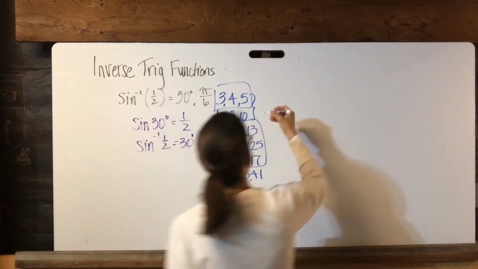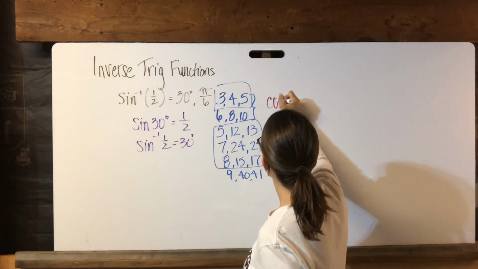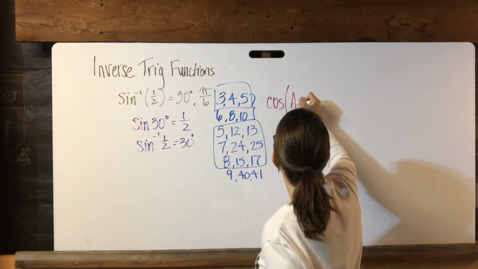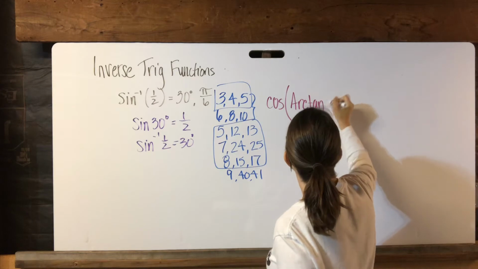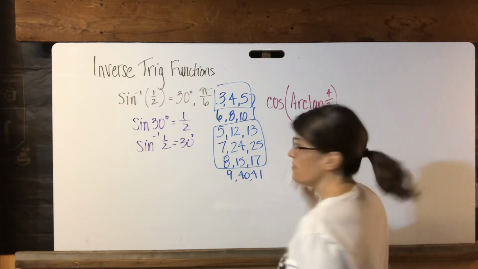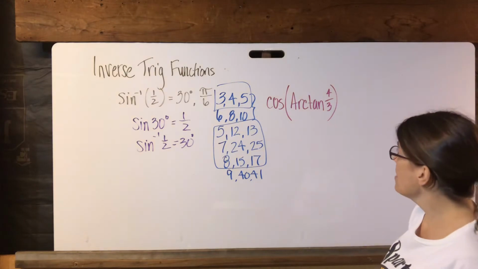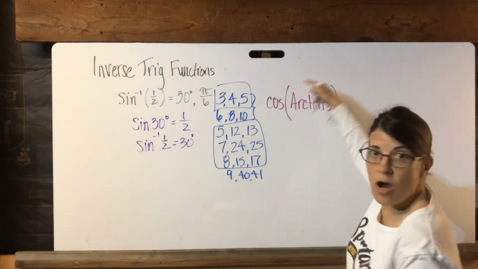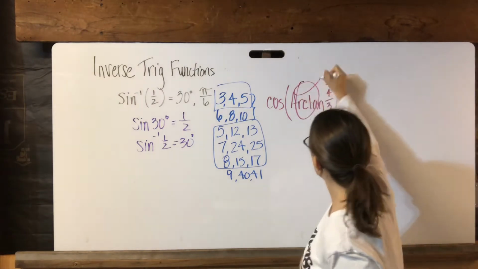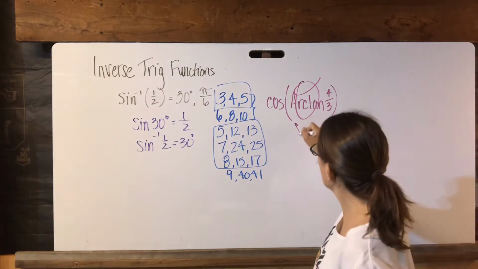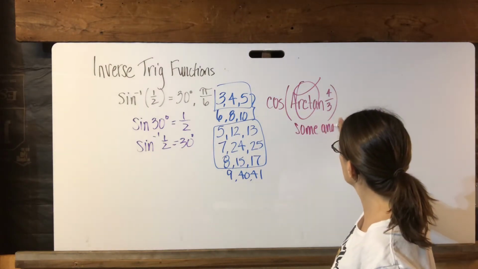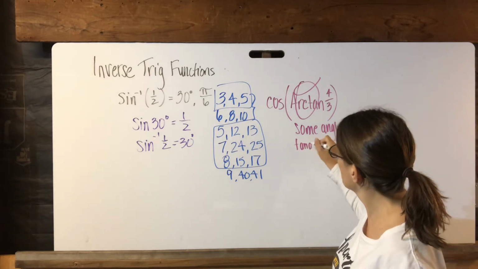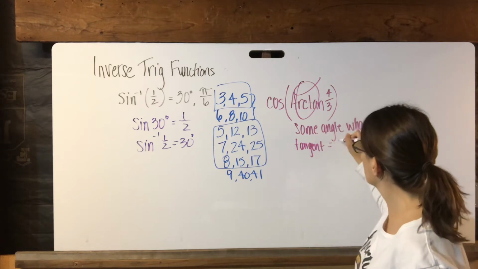Okay, so let's say that I ask you for the cosine of the arctangent of 4/3. The cosine of the arctangent of 4/3. Okay, this arctangent of 4/3, that's theta. This is some angle whose tangent is 4/3.